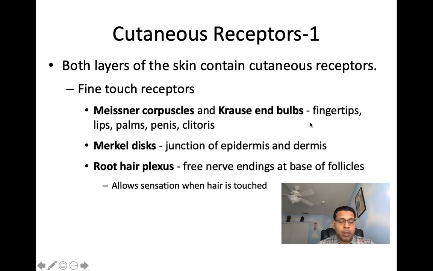They're going to be located, we can see, in our fingertips, the lips, the palms, and in the male and female external genitalia. Next, we've got Merkel discs. Merkel discs are going to be found at the junction of the dermis and the epidermis. And then last, we have our root hair plexus. They're going to be free nerve endings at the base of follicles, and they're going to allow sensation when hair is touched.